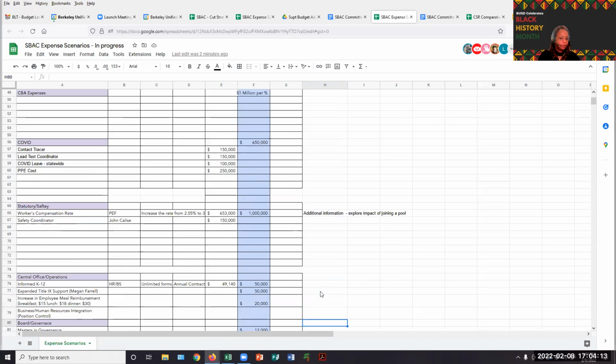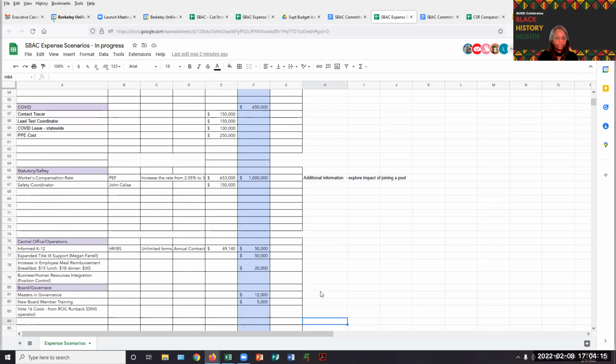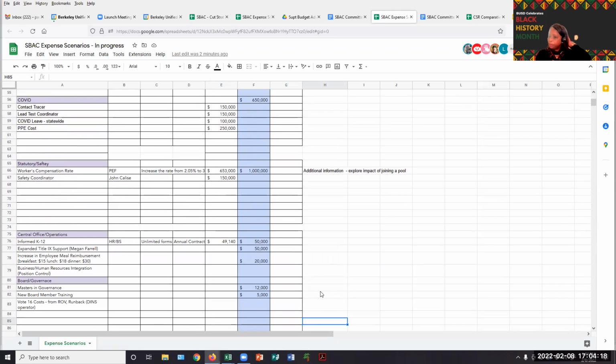And then looking at our central office, these are pretty small amounts. Matt, you had another question? No, okay. So in terms of our Informed K-12, we're expanding our use of Informed K-12, and this is going to be a fifth. And again, as Brent mentioned, these are asks at this point. It's not a done deal.